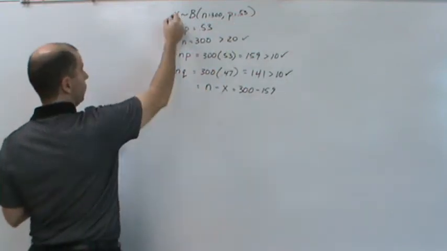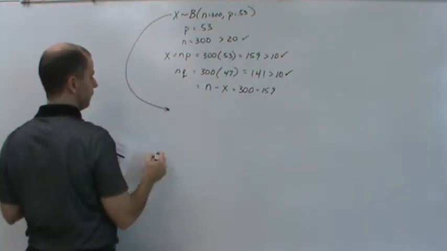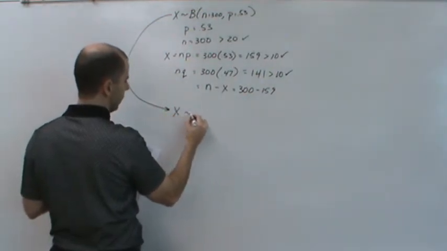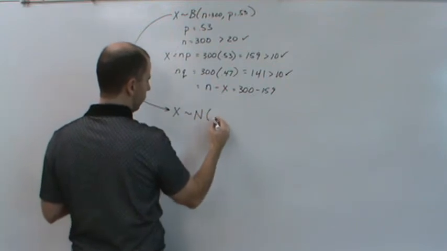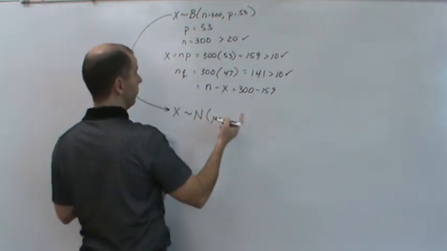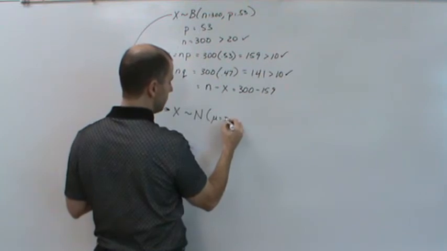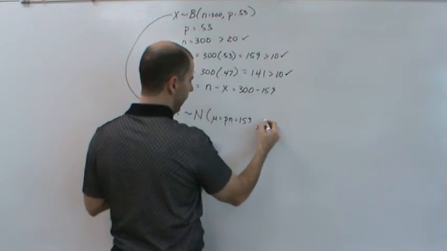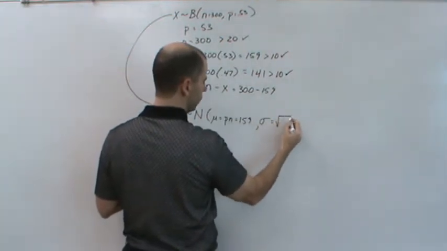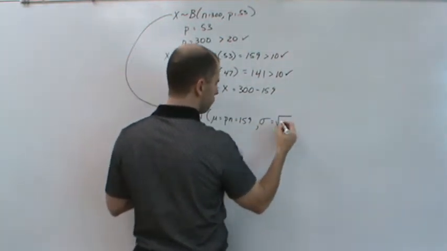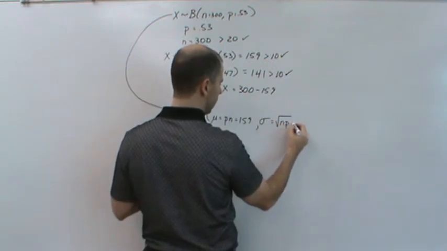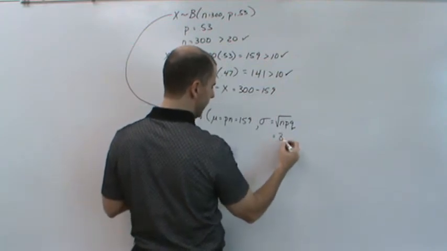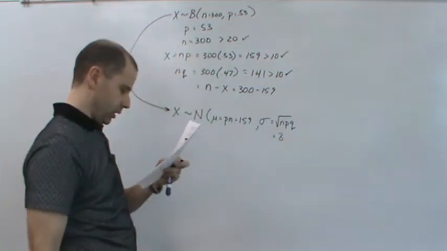Okay. So now what we're going to do is use the normal approximation, and we're going to say that X is approximately normal with a mean of P times N, right? So that's going to be 159. And a standard deviation equal to the square root of N times P times Q, which turns out to be approximately 8.64.